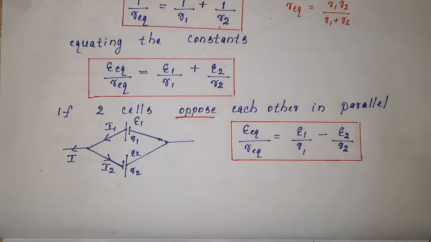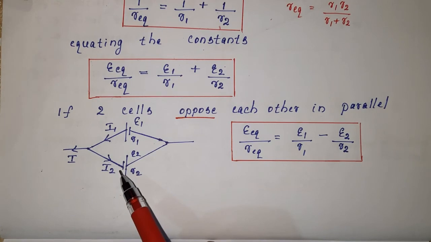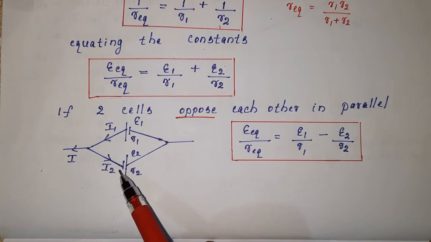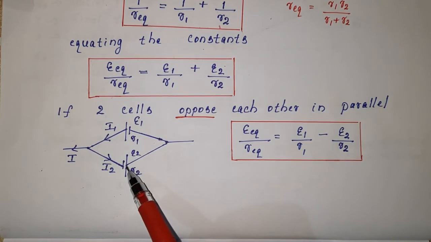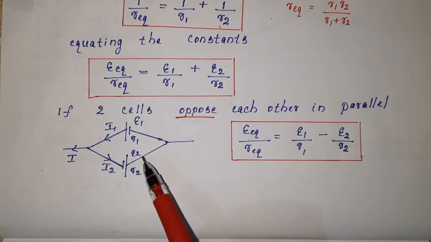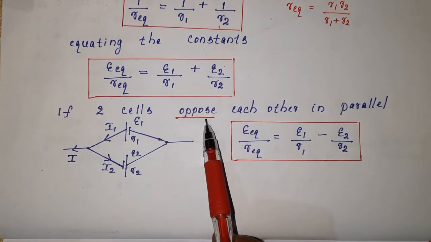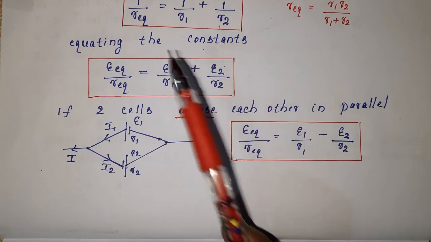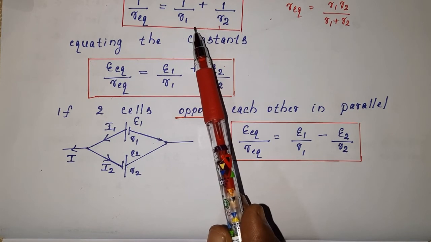Now when the two cells are connected in parallel itself, but like this, you see, the positive of the first cell is connected to the negative of the second cell. The negative of the first cell is connected to the positive of the second cell. But they are connected in parallel, so they are supposed to oppose each other. In that case, the expression for equivalent internal resistance remains the same.